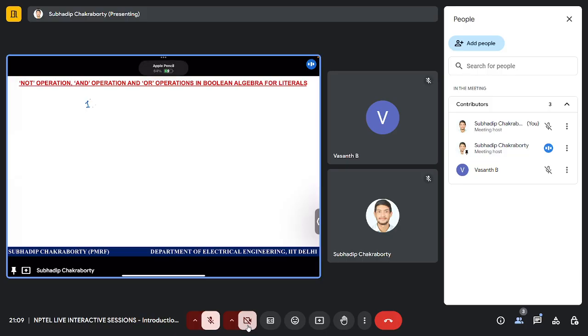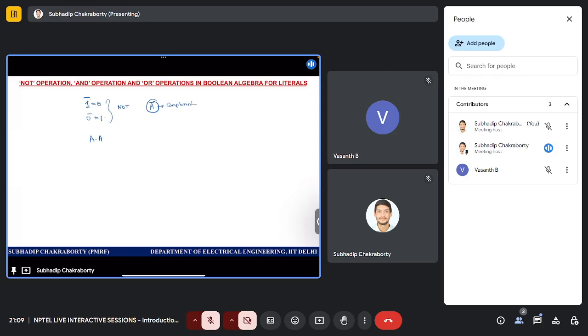Obviously, the NOT operation is what? The NOT operation is the inverse of the logic state. So what is 1 bar? 1 bar is nothing but 0. And what is 0 bar? 0 bar is nothing but 1. So we call this the NOT operation, and A bar we denote as the complementary operation.